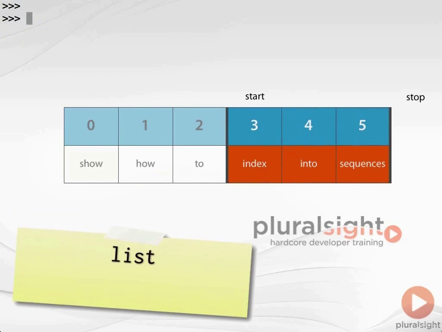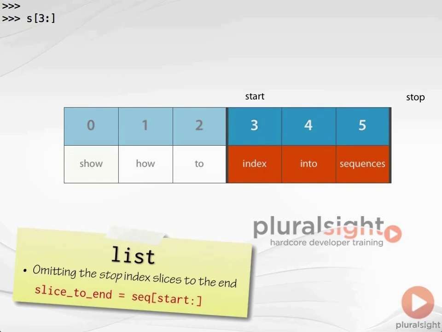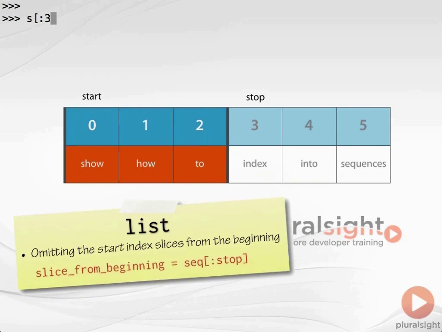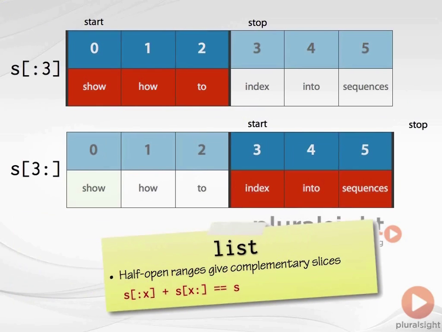Both the start and stop indices are optional. To slice all elements from the third to the end of the list, supply only 3 colon as the argument to the index operator. And to slice all elements from the beginning of the list up to, but not including the third, supply :3 as the argument to the index operator. Notice that these two lists together form the whole list, demonstrating the convenience of the half-open range convention.